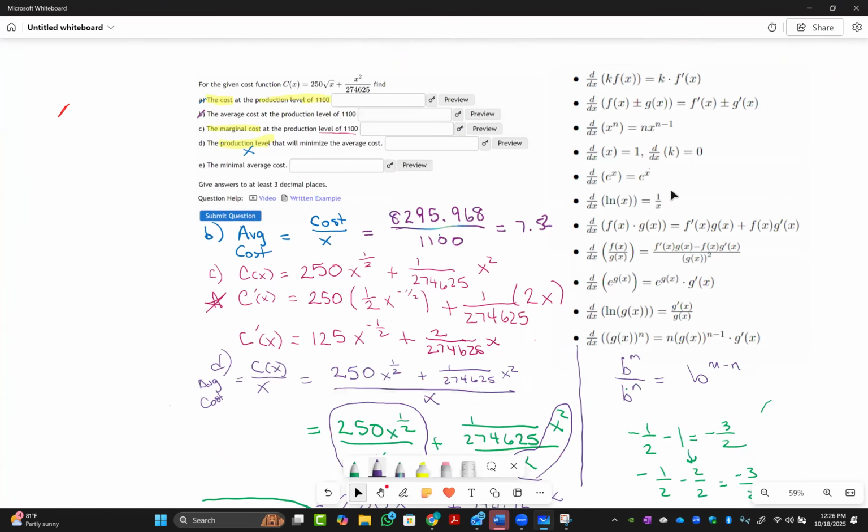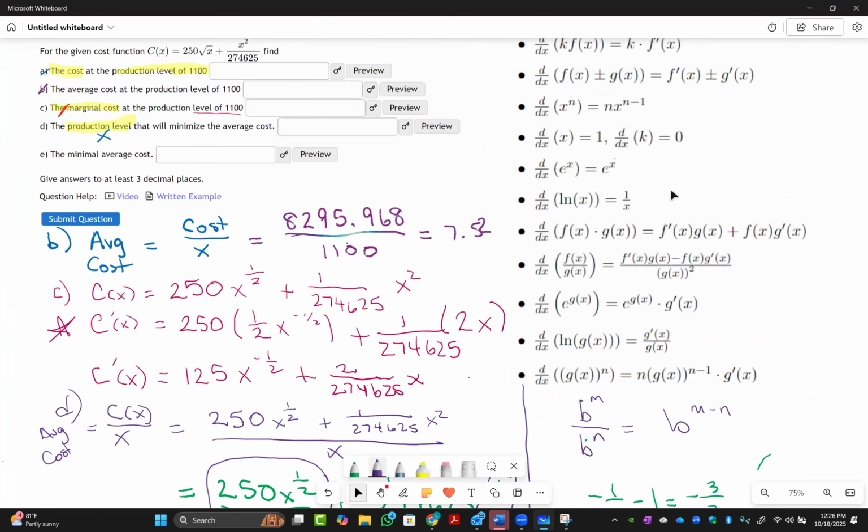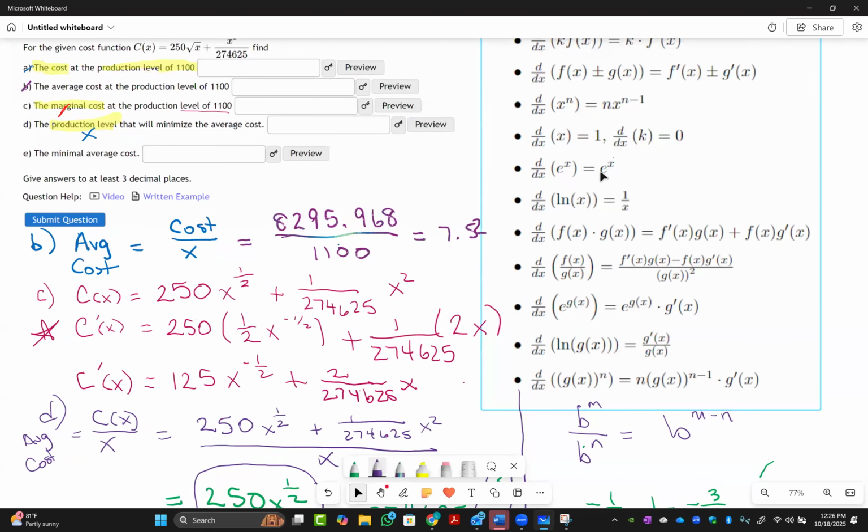The last thing is minimal. Here, let's go back. Sorry, this is so sad, but I forgot what original equation we used for the production level. The production level, we're trying to find X. Was it the derivative of the cost? Well, wait. I'm not going to answer your question, you're going to answer your question. The production level, we're trying to find X that will minimize the average cost.